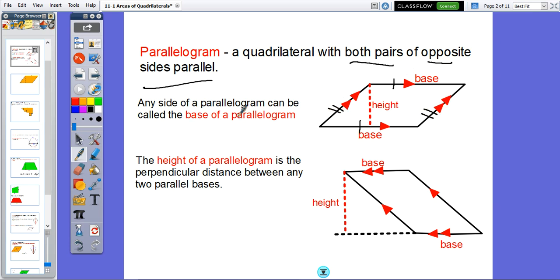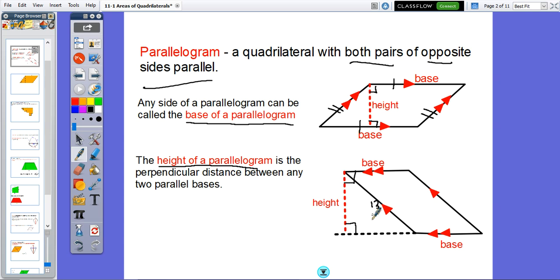Now, what's important when it comes to the area of a parallelogram is that we understand what we are calling the base and what we are calling the height. The base can be either the long sides or the short sides, depending on how you have your parallelogram. What has to happen, though, is the height has to be perpendicular to those bases, whether it's inside the parallelogram or outside the parallelogram.